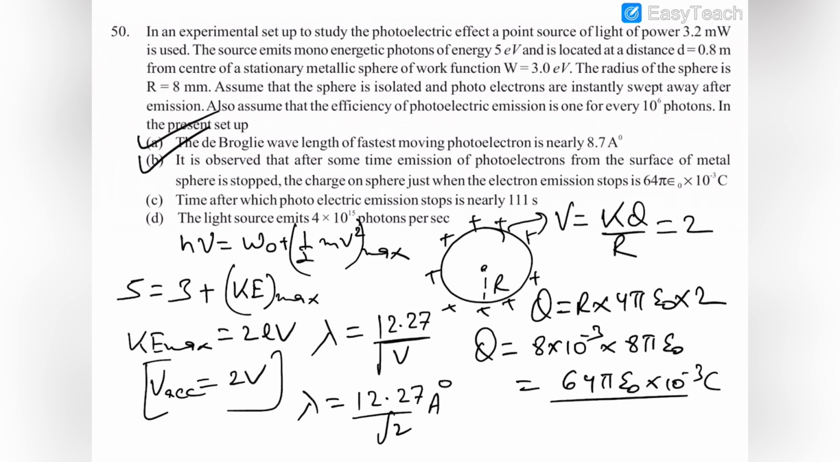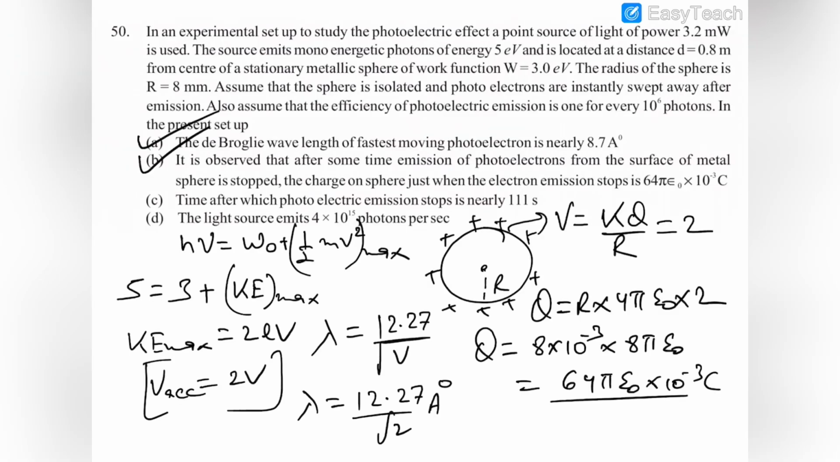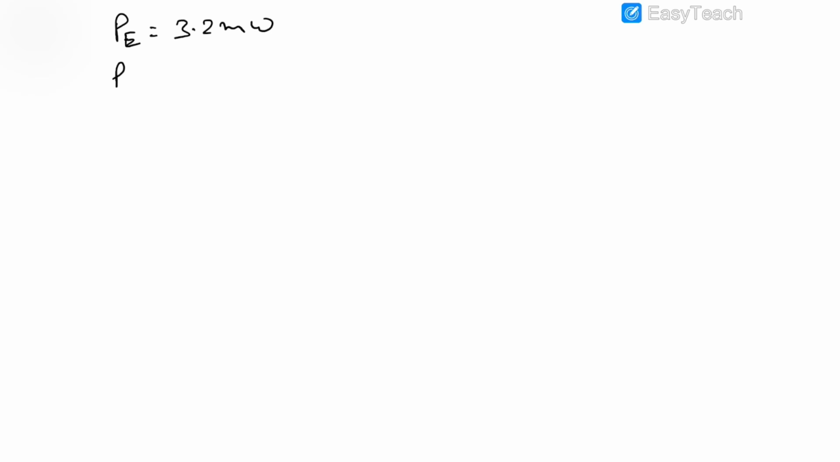So option number B is also correct. Now we can find out option number C, the time after which photoelectric emission stops. So let us see that the power which is emitted by the source is equal to 3.2 milliwatt. This is the power. So you can see that the power emitted is 3.2 into 10 raised to power minus 3 watts.